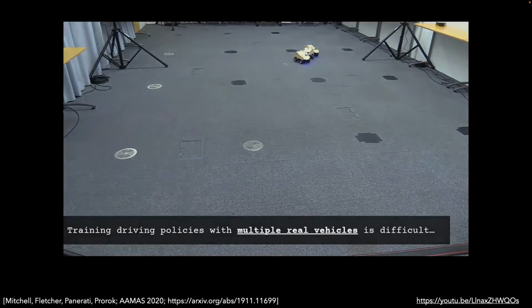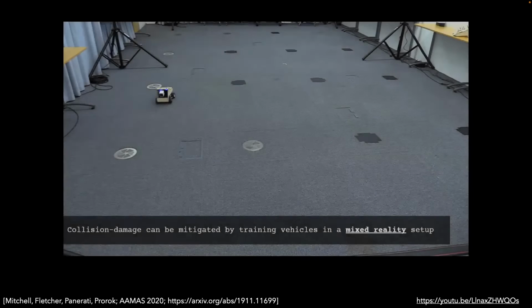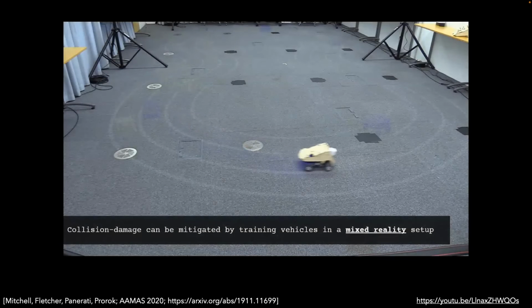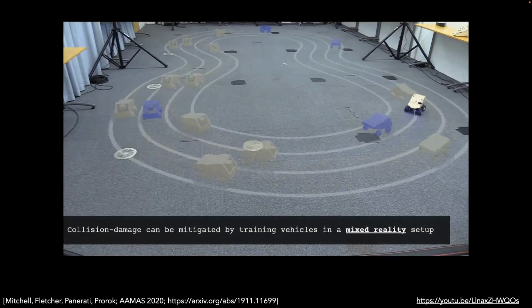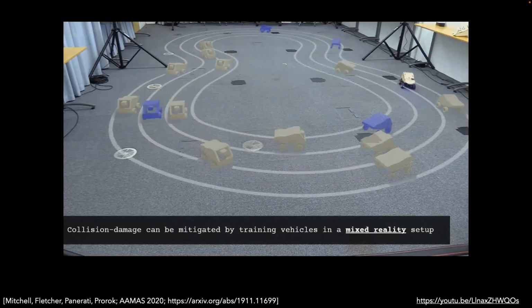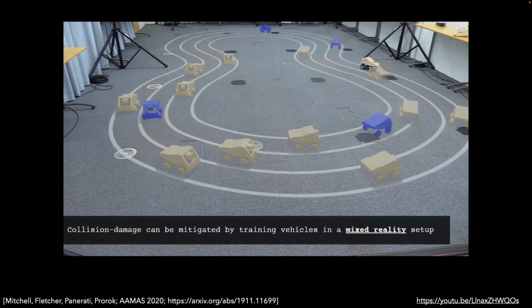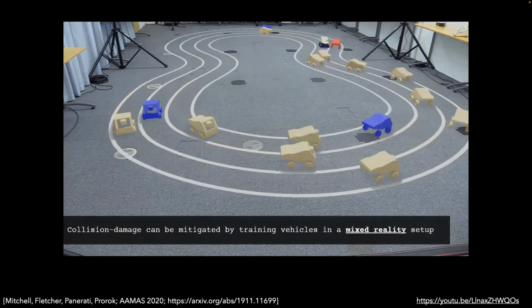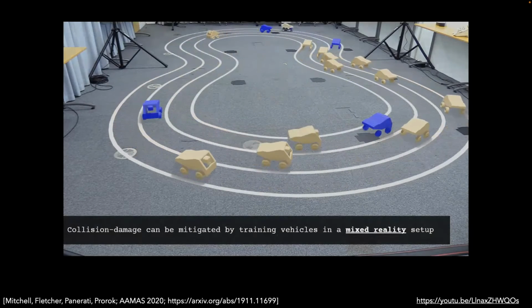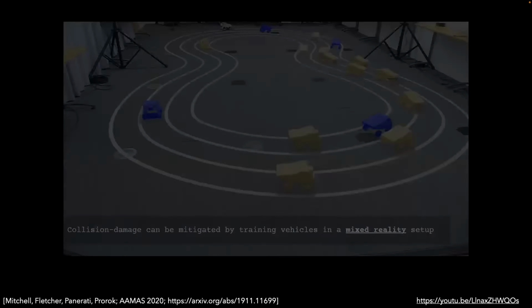Now, the problem with fine-tuning policies or learning policies in the real world in multi-agent systems is that the agents interact, right? And if the policies aren't working from the get-go, you get collisions and you get stuff happening that you don't want to happen, especially if you have limited resources and you don't want to be building robots all the time continuously and fixing them.